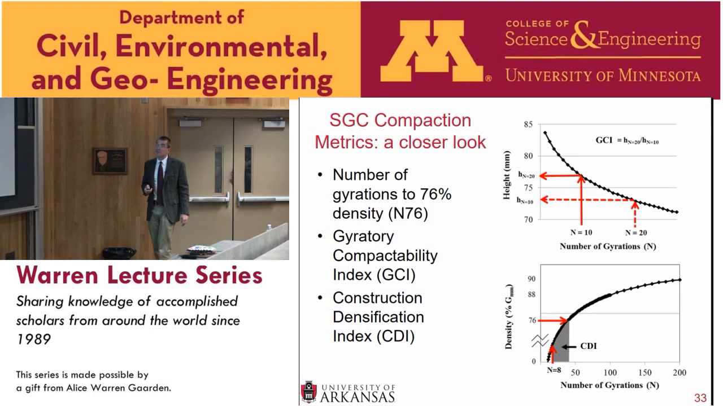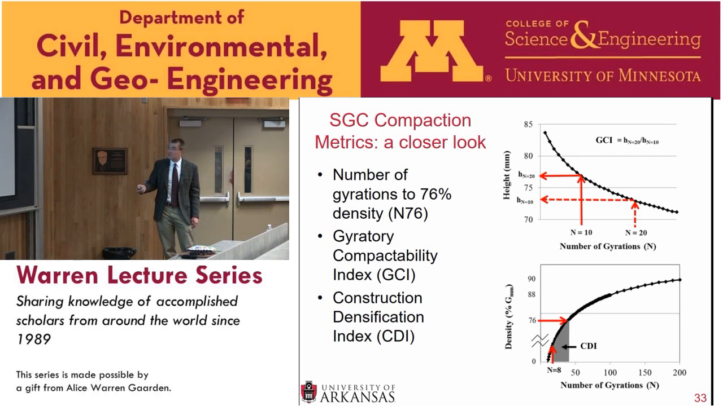And then finally, the construction densification index, again, it's looking at the density versus gyration curve, and it's looking at the area under 8 gyrations to where you get 76% density. So this is the density that we're expecting to be obtained during the construction phase of the CIR construction.